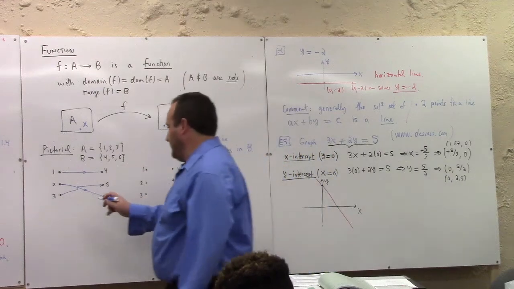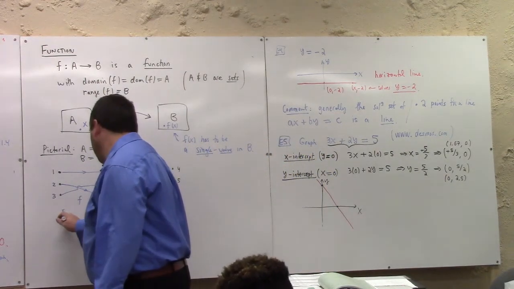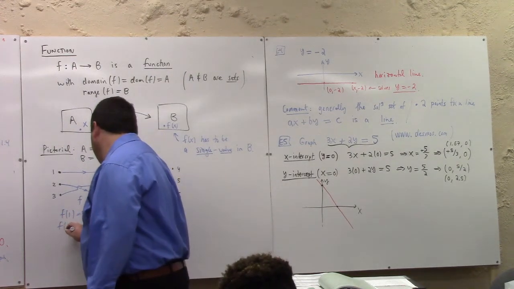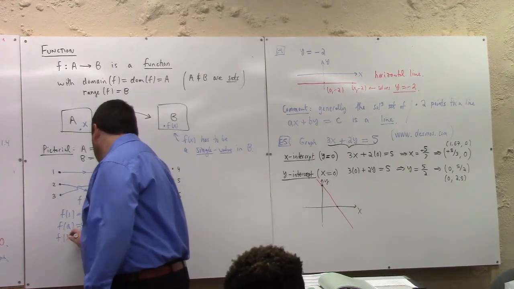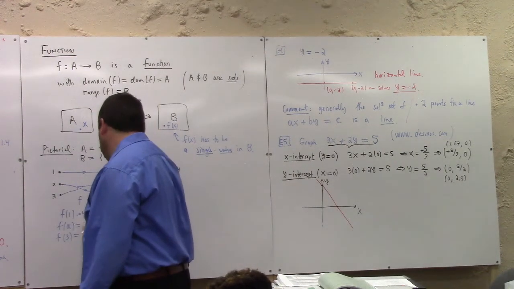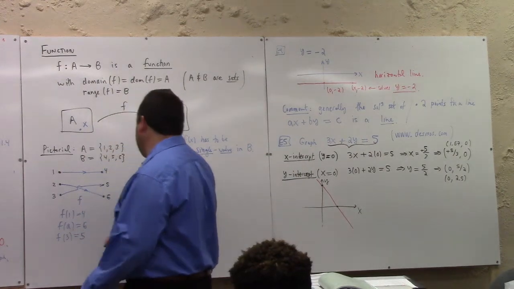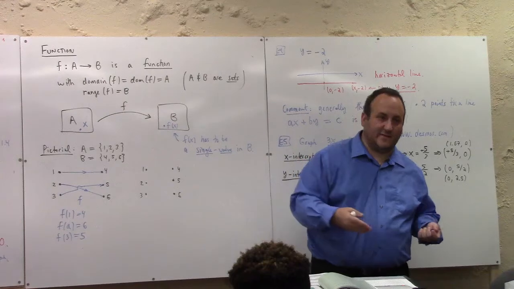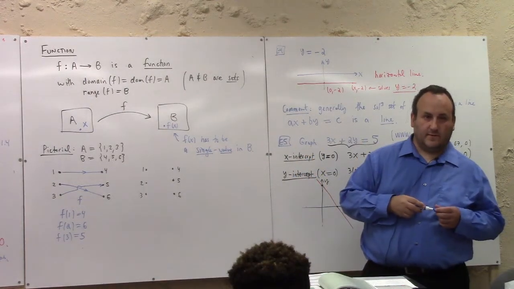So let me point out, this means that f of 1, so this is a picture of f. So what I'm saying is that f of 1 is equal to 4, f of 2 is equal to 5, f of 3 is equal to, oh, I can't do math. F of 2 equals what? I didn't say 5, I said 6 in my picture, didn't I? F of 3 is equal to 5. There we go. Now this is an example of a function because it's single valued. Each input gives you just one output. All right?